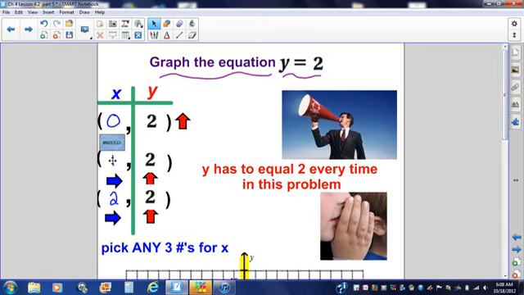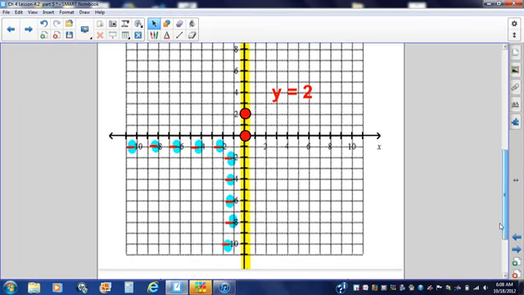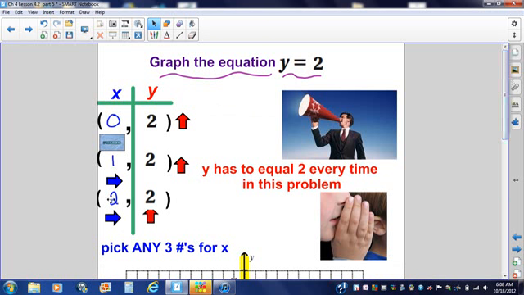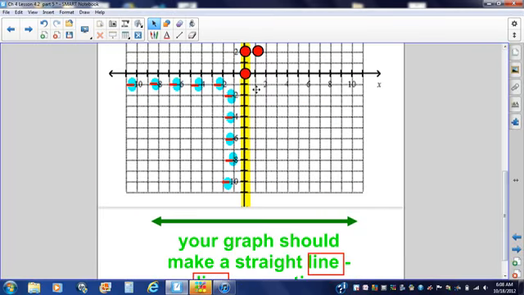Next ordered pair, 1, 2. I'm going to go right 1, and I'm going to go up 2. Last ordered pair, I'm going to go right 2 spaces, and then I'm going to go up 2 spaces.